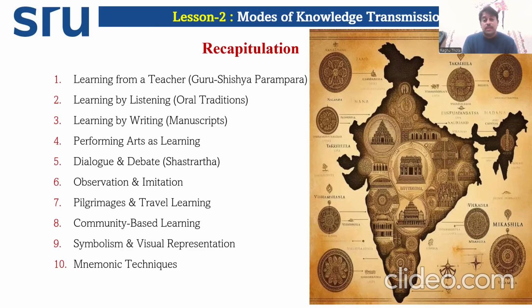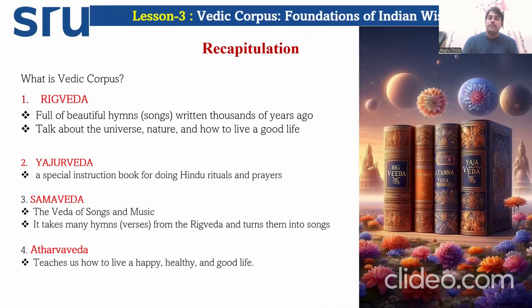Take the well-known rhyme "Johnny Johnny, yes Papa, eating sugar, no Papa." We think it is just an English rhyme, but what is the meaning behind it? It suggests that eating too much sugar is not good for health. And this technique and strategy had been adopted in ancient times. This is in brief about lesson number 2, the modes of knowledge transmission in ancient India.